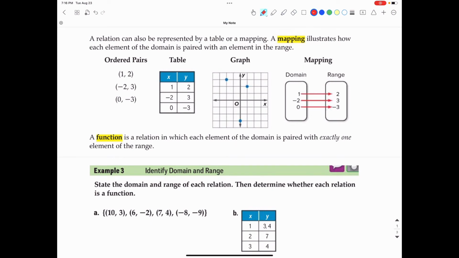Ordered pairs are often the most common way to write a relation, where you have the first two numbers in parentheses, the first number telling you how far left or right you go, the second number how far up or down you go. But another way to write ordered pairs or a relation is in a table. So notice that in this table, the first column are the x values and the second column are the y values.